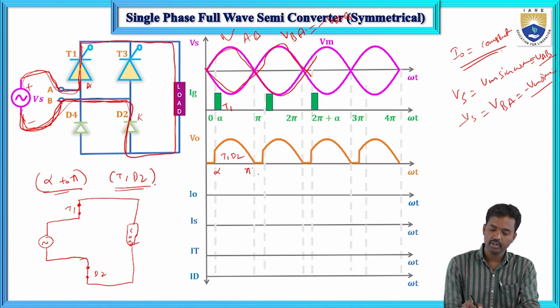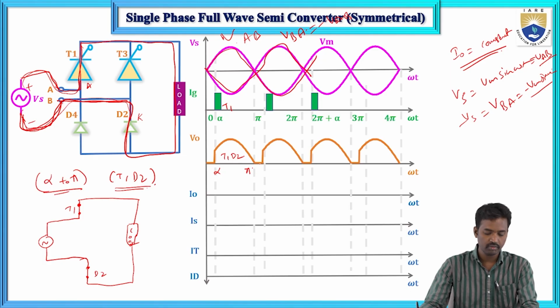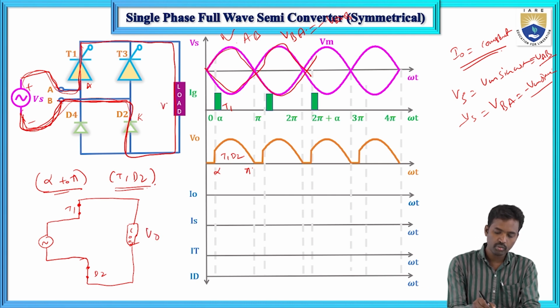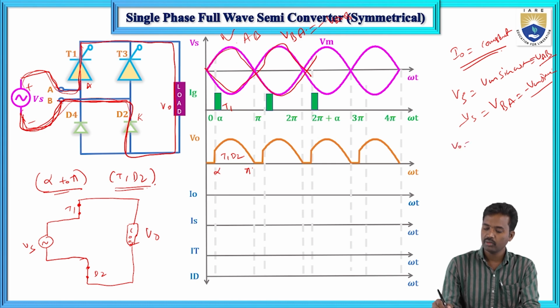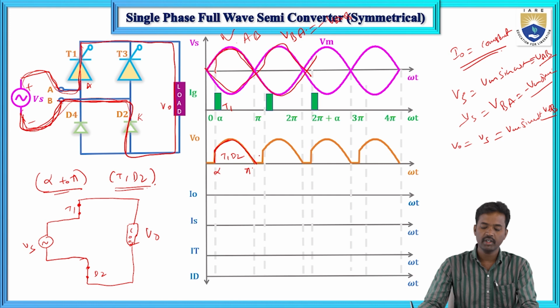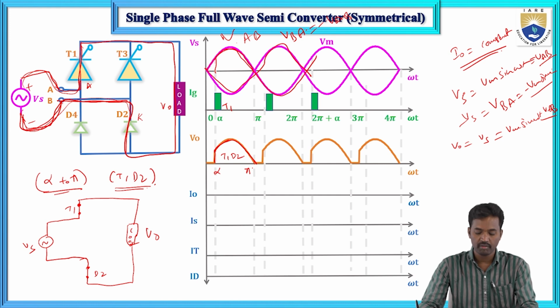During the alpha to pi duration, T1 will conduct. In this duration, the output voltage V naught equals the supply voltage Vs equals Vm sin omega t, that is VAB. So it will follow the supply voltage. T1 and D2 will conduct from alpha to pi.